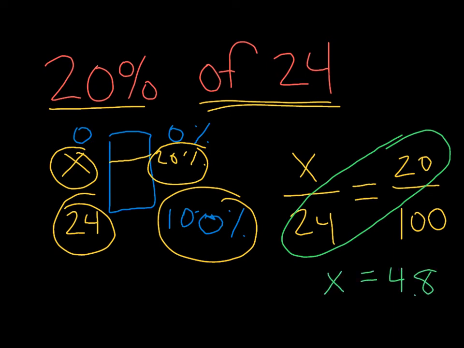I didn't do it on the last problem, but I should have. Let's always go back and double check. Does that make sense if I put 4.8 here? 4.8 is between 0 and 24. It's closer to 0 than it is to 24, so that's probably a good number for 20%. Okay, let's try another one quick. This time I'm going to teach you a different method, and on your homework, you're going to do both of these methods.